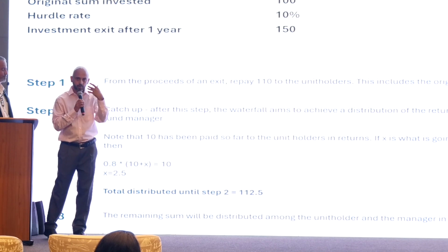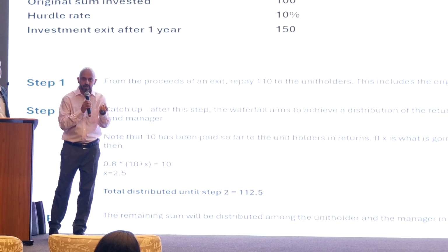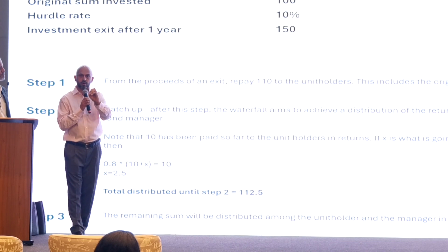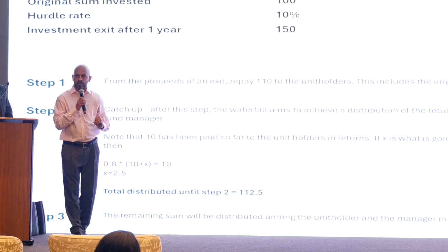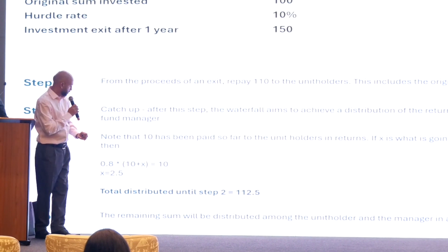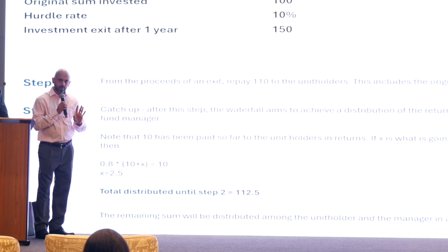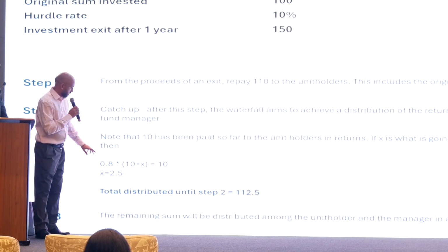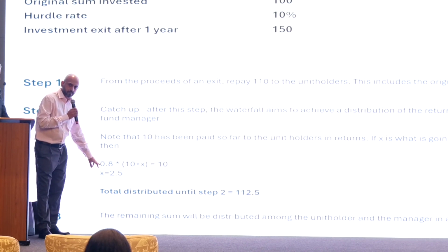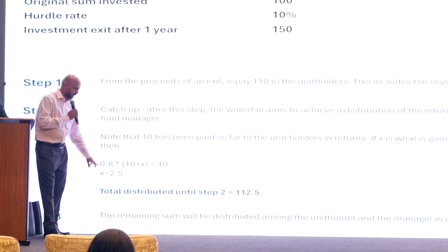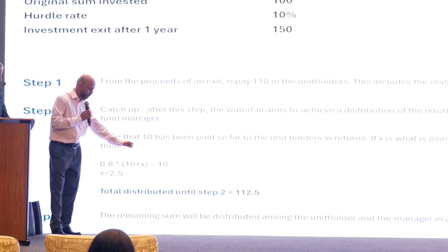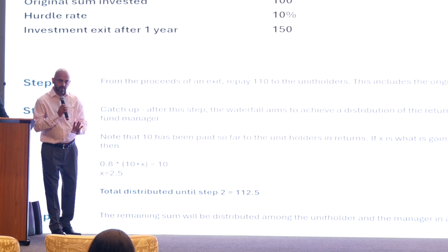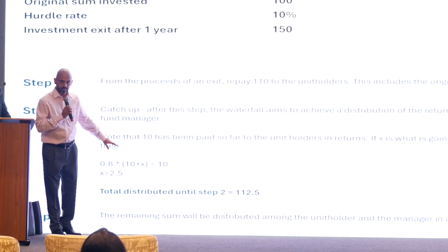after step 2, at the conclusion of step 2, what should have happened is that 80% of the returns should have gone to the investor, 20% should have gone to your fund manager, which basically means, let's assume X is what has to be paid to your fund manager. And I draw your attention to this particular bit here where it says 0.8, which is 80%, multiplied by the total return that you're distributing, which is 10 plus X, should equal 10, because 10 is what has been paid to the investors so far.